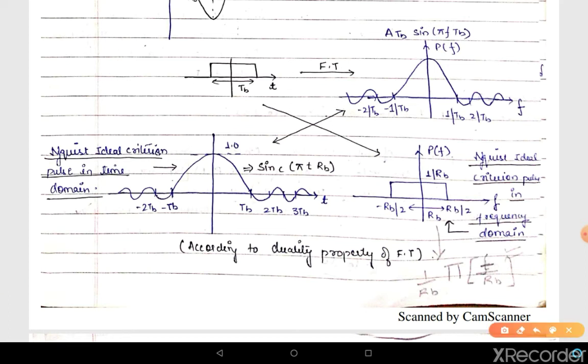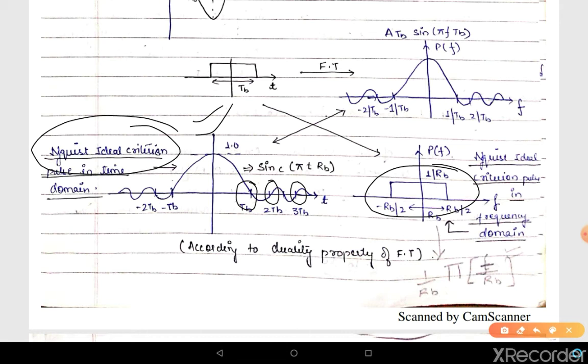We have kept pulse P(f) a band-limited pulse of bandwidth RB by 2. This is its inverse Fourier transform, that is a time unlimited pulse. And since at the sampling instant the interference from these pulses is 0, when we take the sampling instant, the interference effect is going to be 0. This is how it is avoiding ISI, and this solution is called the Nyquist ideal criteria of 0 ISI or Nyquist first criteria of 0 ISI.